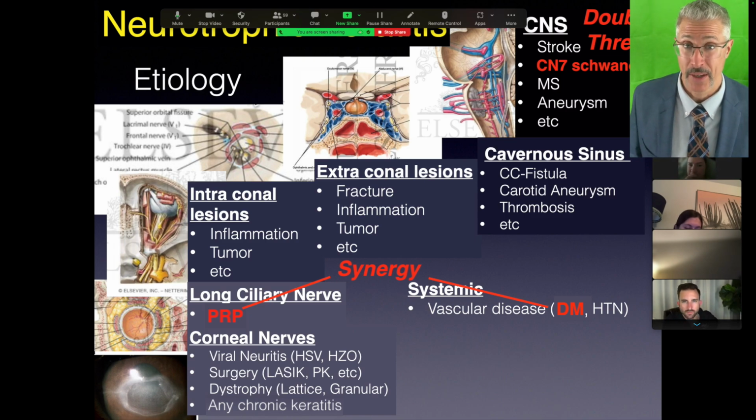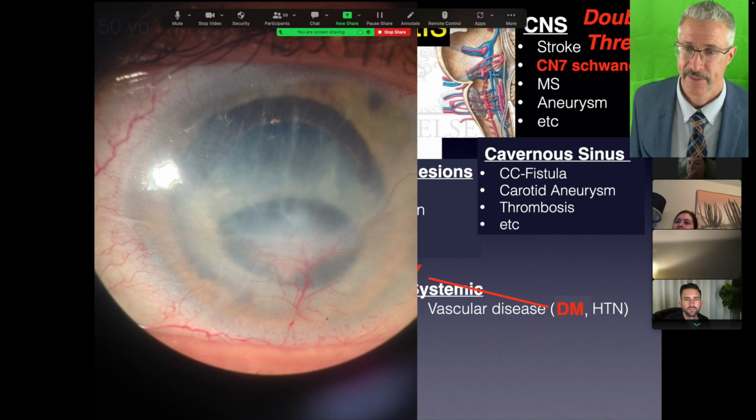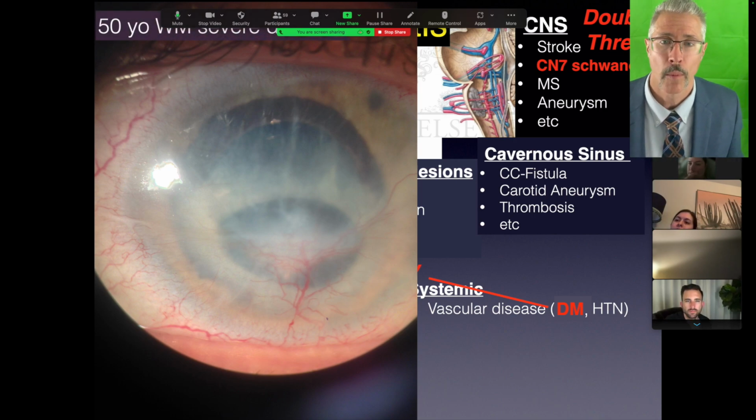So you get a double whammy, and we'll show you a case of that where you're like, yeah, that looks like a double whammy. Here he is. So this 50-year-old guy had horrible diabetes.